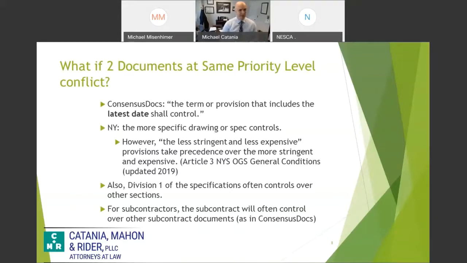I've also seen plenty of times where even within the specifications, division one of the specs, the general is going to trump the rest of the specifications, control over it. So for subcontractors, again, the subcontract is often going to control all the other documents. So if there's a conflict between the subcontract and the prime, there may be language in there that says the subcontract is going to control.